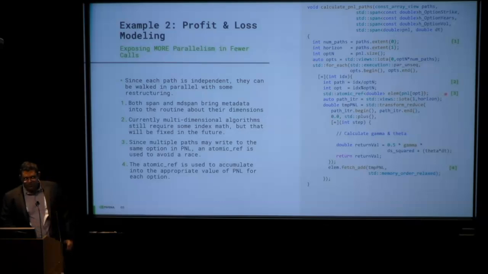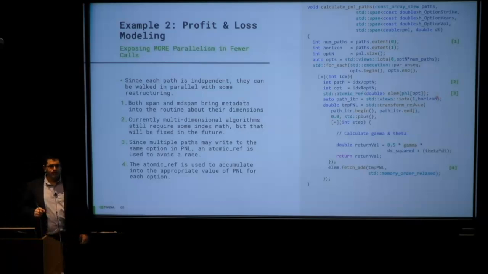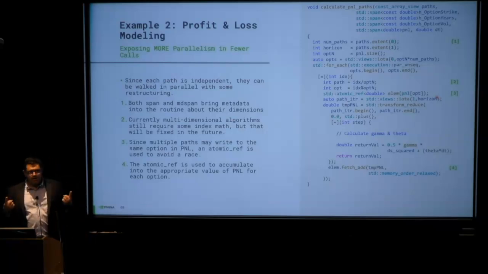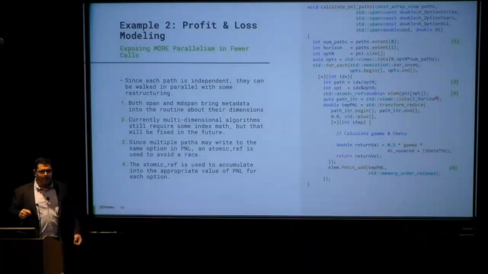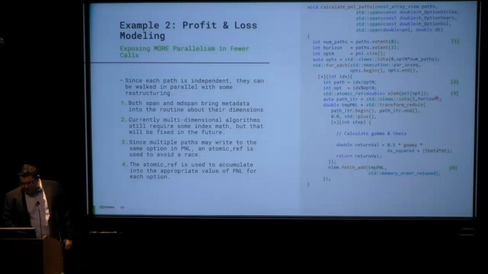Now, if we're parallelizing, there's one key to this whole thing. If we're parallelizing across paths and across options, we could run into a problem where we have a race condition, where we're trying to calculate the same option at the same time. If you're updating the P&L for the same option in parallel, you could run into that race condition. So we use the atomic reference here to read, modify, and write to fix this.